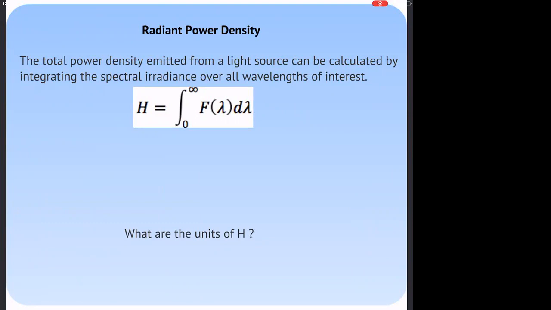So radiant power density is defined as the total power density emitted from a light source, and it's calculated by integrating the spectral irradiance over all the wavelengths of interest, which we just talked about, right? F of lambda, d lambda, integrate.